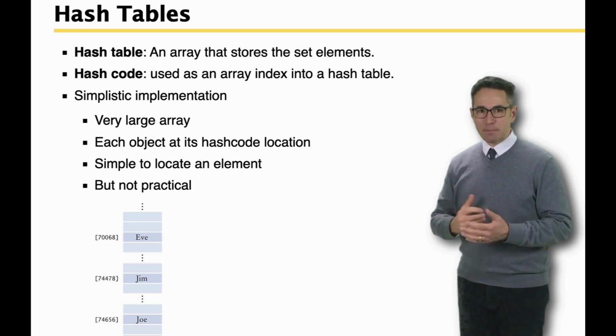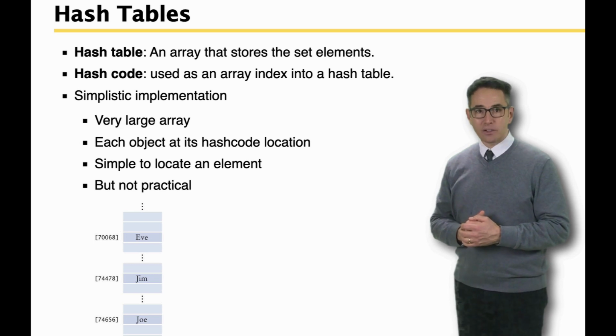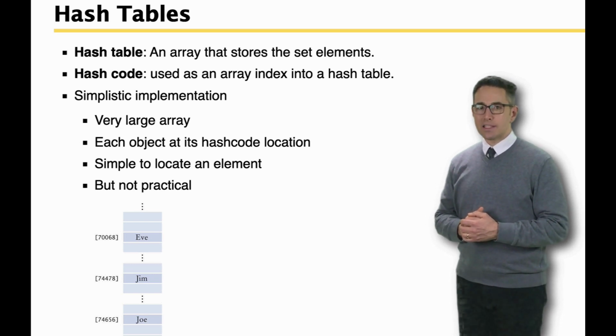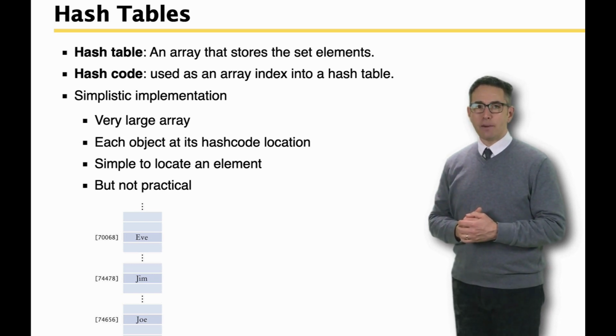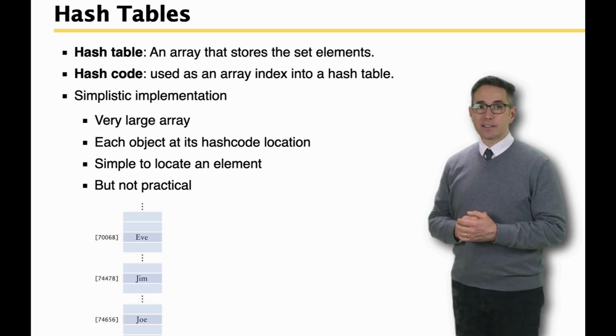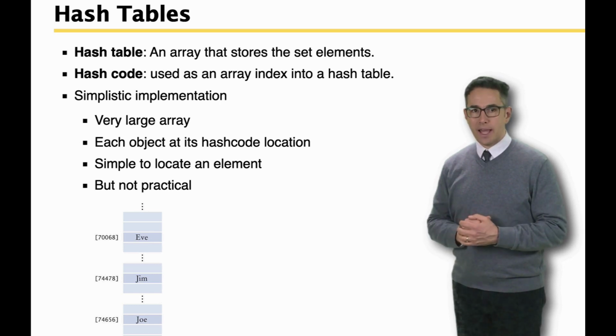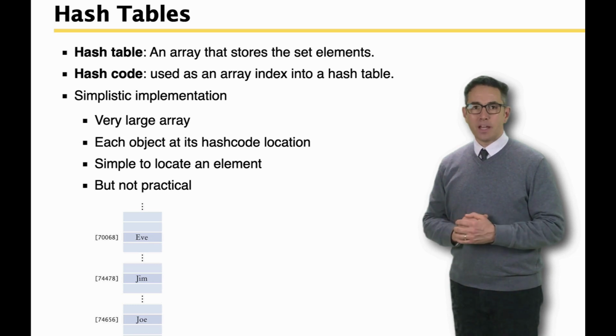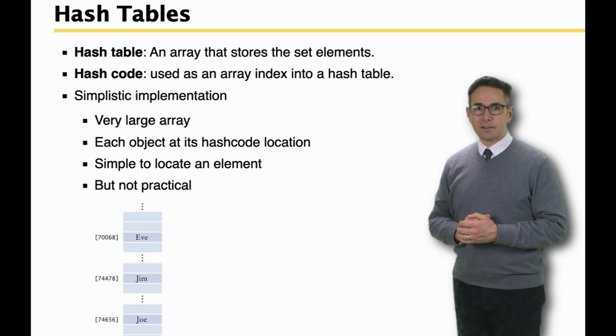Now the thing is this simplistic implementation is not practical. Because in order to get an array so large that there's an element for every possible fingerprint, we would have to have an array that is as large as the largest integer that we can represent, times 2 because we can go negative. That's a complication as well. That's too big. And so we need a different way of handling this.